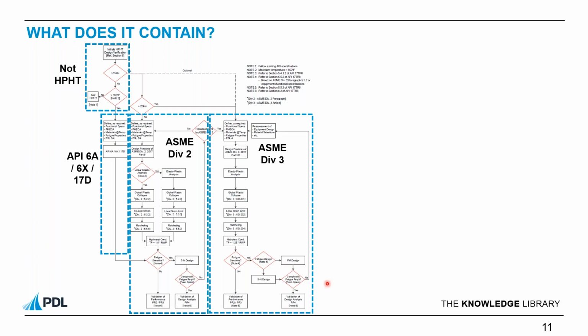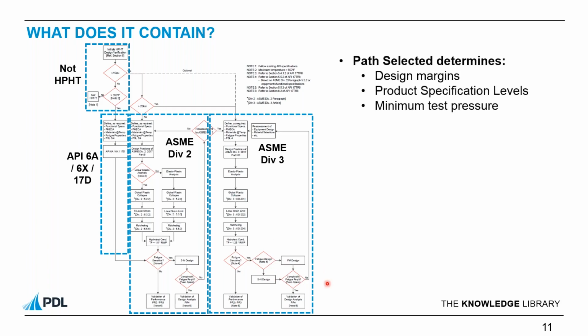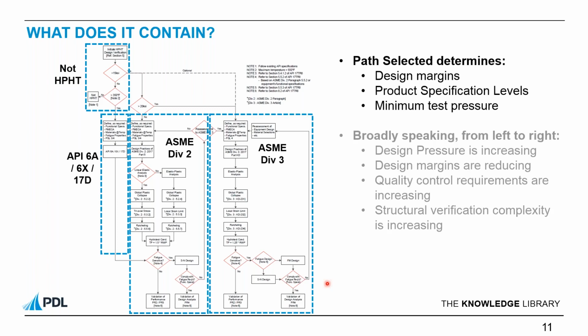Essentially, the path selected determines the design margins, it determines the product specification levels, so the quality control requirements, and it determines the minimum hydrostatic test pressure. So broadly speaking, moving from left to right, the design pressures are increasing, the design margins are reducing, to counter this, the quality control requirements are increasing, and the structural verification complexity is increasing.